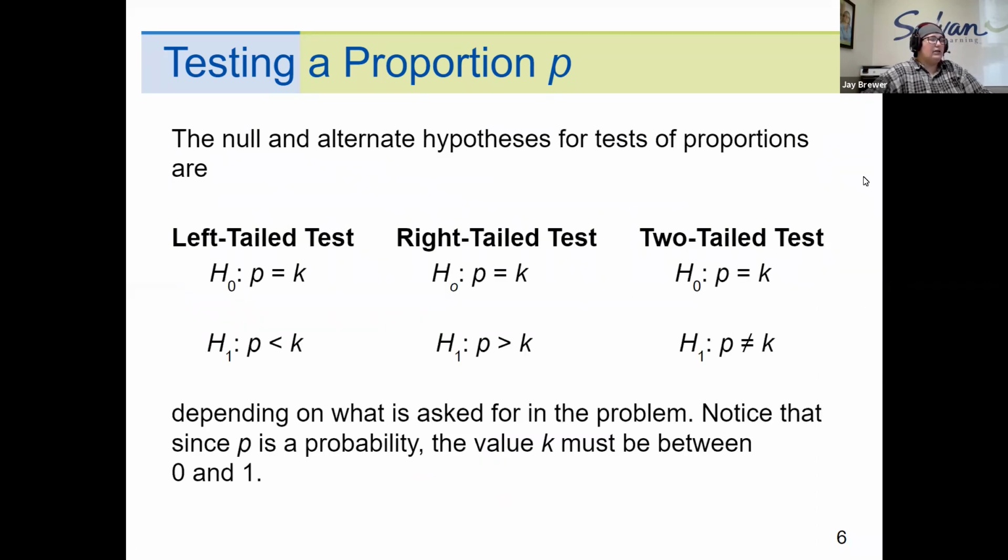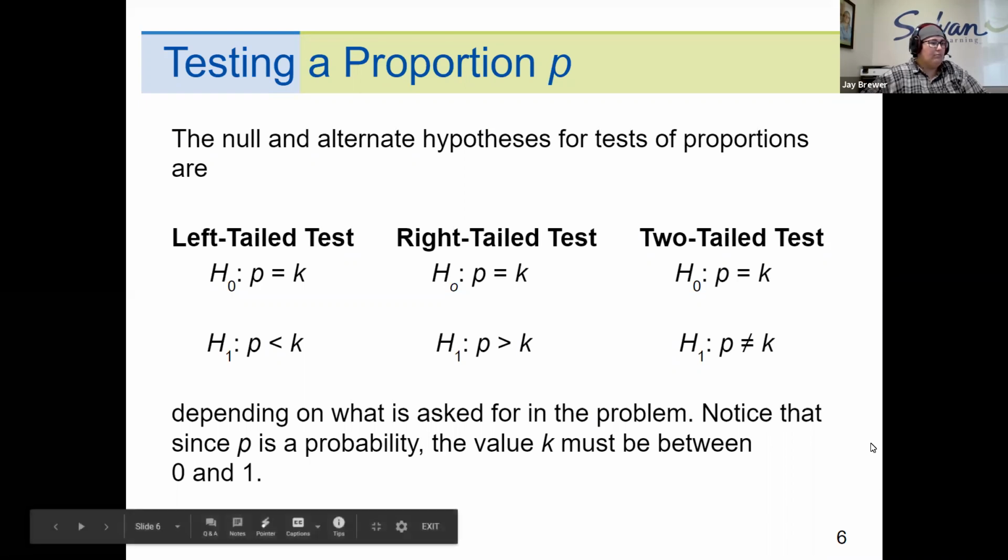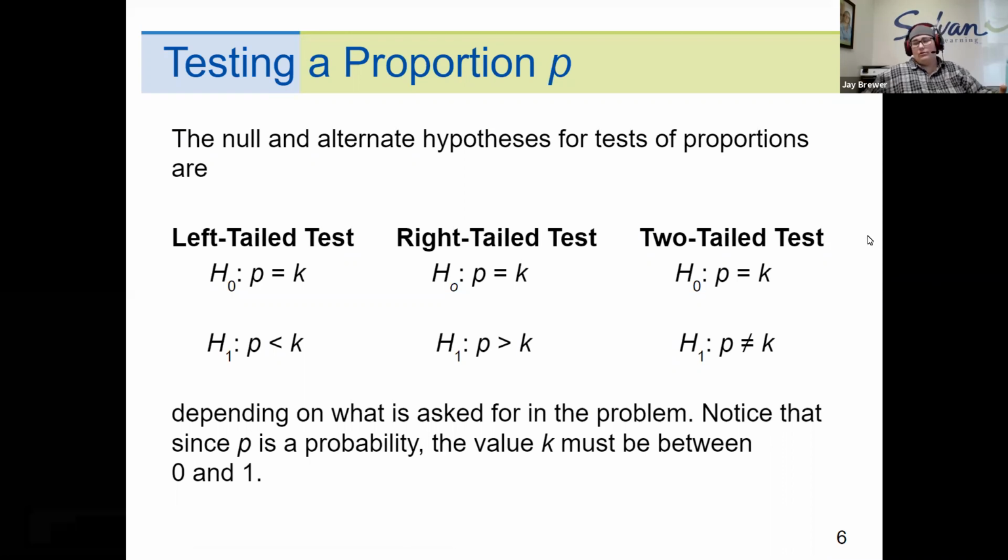All right, the null and alternate hypotheses for the test of proportions are the following. P is going to be equal to K, or P is going to be less than K. P is going to be equal to K, or P is going to be greater than K, or P is going to be equal to K, or P is not going to be equal to K. Depending on what is asked for the problem, notice that P is probability and K must be between 0 and 1. Okay. I would definitely recommend taking notes on this slide.